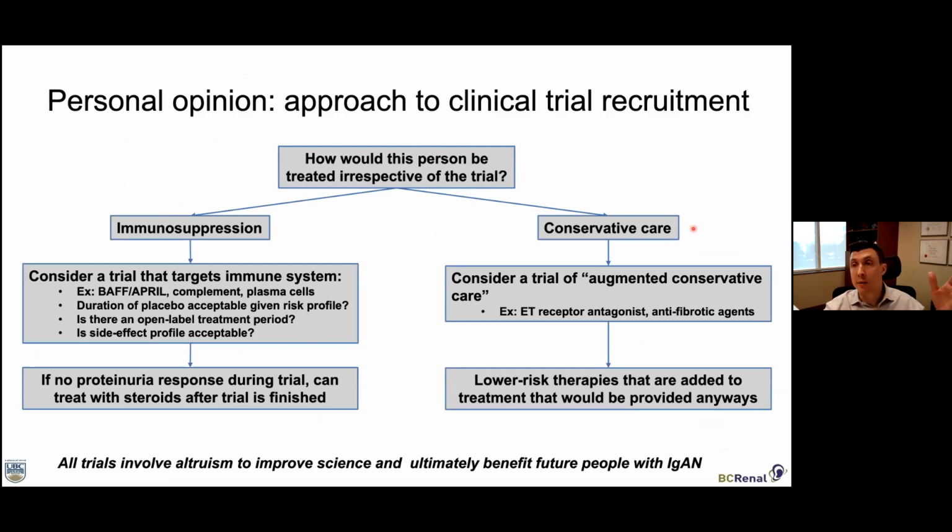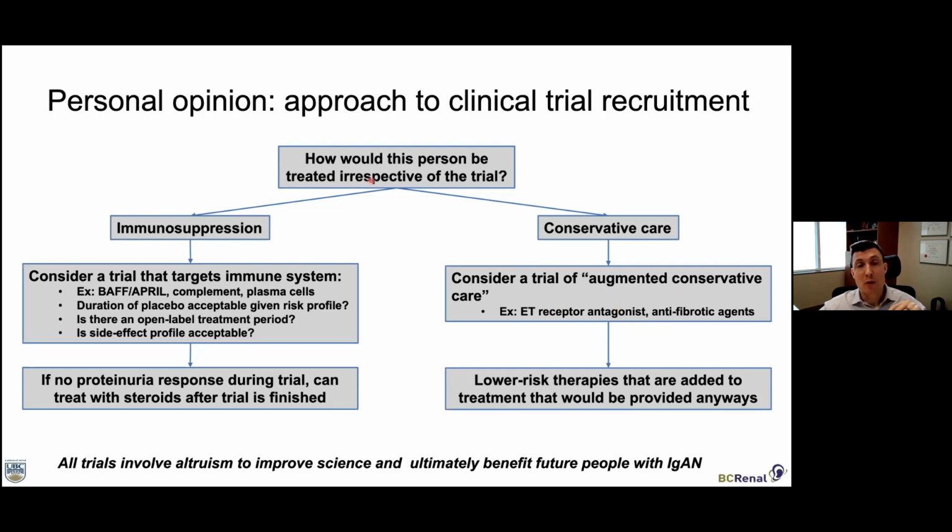If I wouldn't consider immunosuppression at all, if I'd be looking at mostly just optimizing conservative therapy, then I would consider approaching that person and seeing whether they wanted to go into a trial studying augmented conservative therapy type treatments. And by that, I mean an endothelin receptor antagonist or perhaps antifibrotic agents, because generally these are lower risk treatments that can be added to what I would do anyways, which is the standard conservative care approach, and is a lower risk option for someone who would normally be treated with conservative treatment.